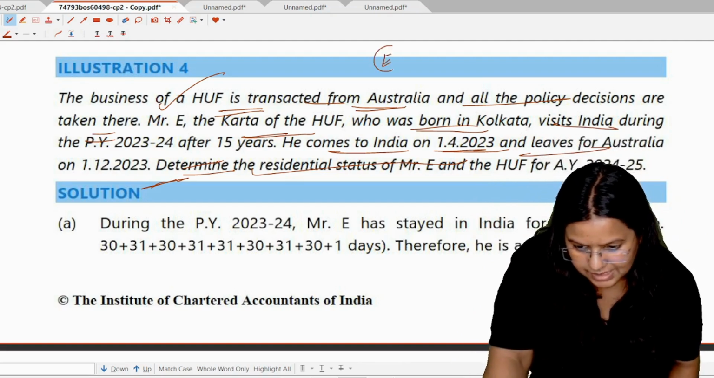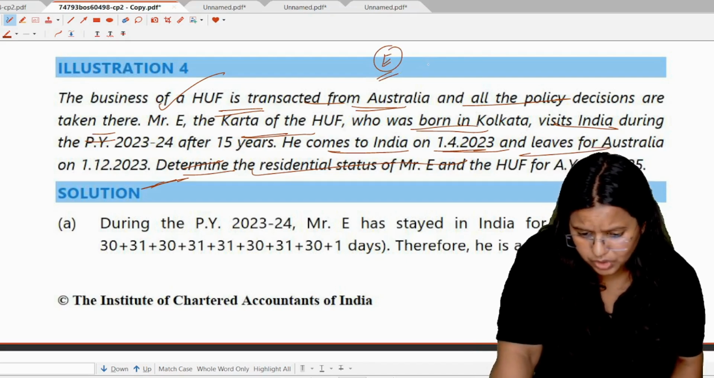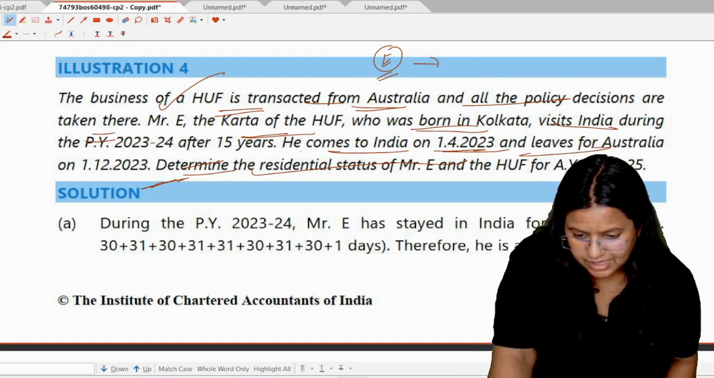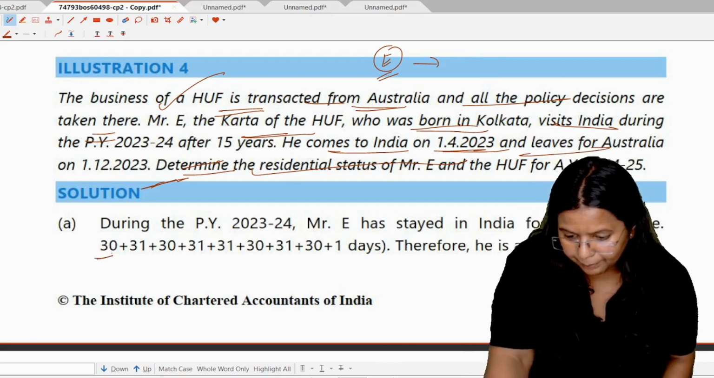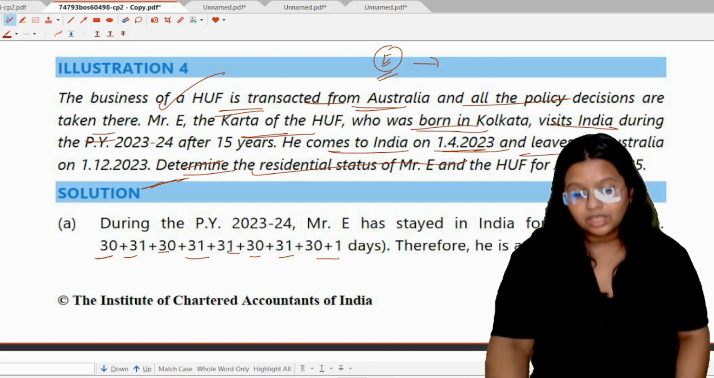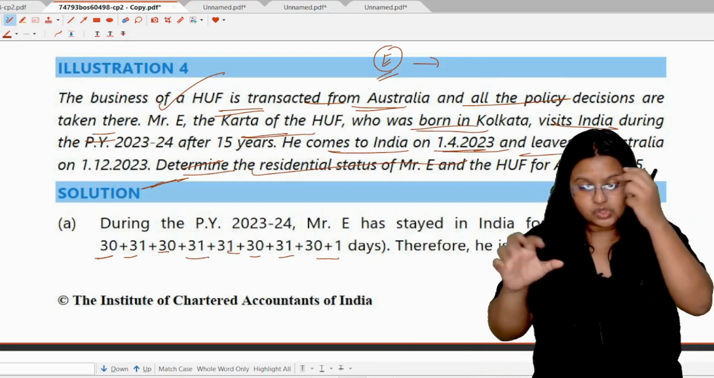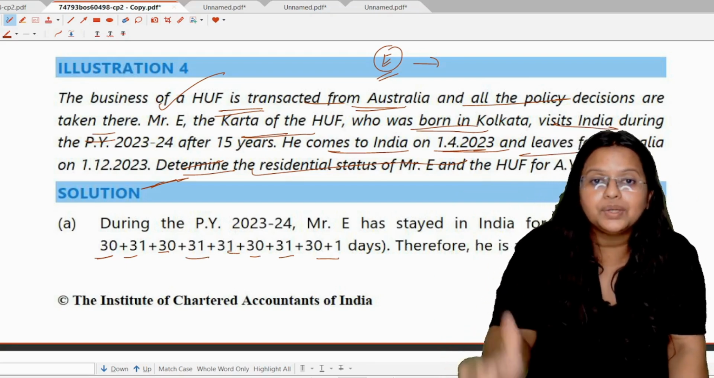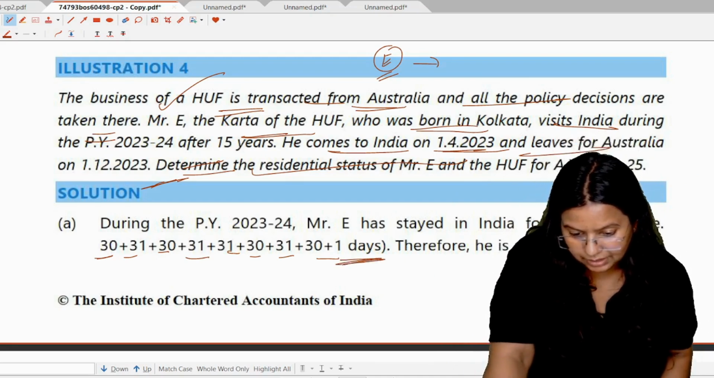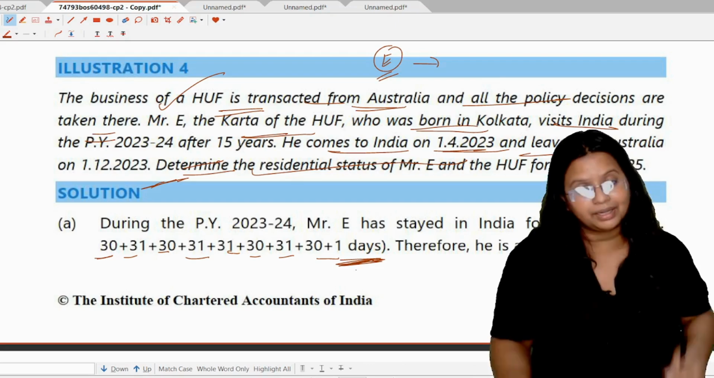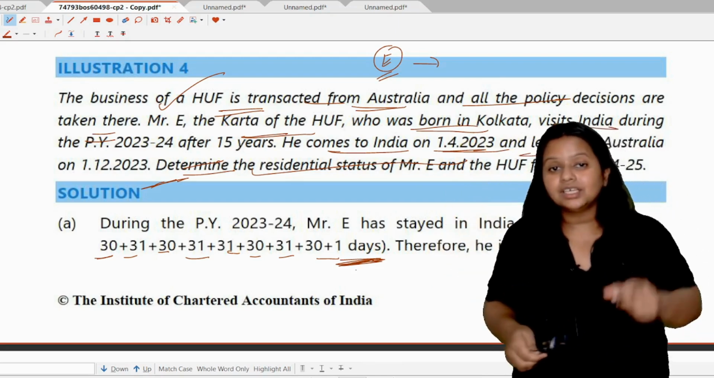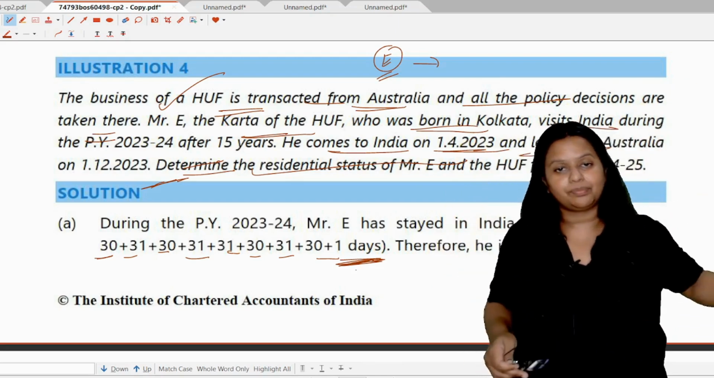Now, for Mr. E, the Karta of the HUF, let's calculate his stay in India in the previous year. He comes to India on 1st April 2023. So April, 30 days, then May, June, July, August, September, October, November. He leaves India on 1st December. Students, in these types of questions, where you are calculating the days, you have to count this particular day also, so plus 1 day of December. This will play a very important role in examination. But if this question is about a ship, that is a foreign bound Indian ship, then in that case we will count these dates and the days of the ship.